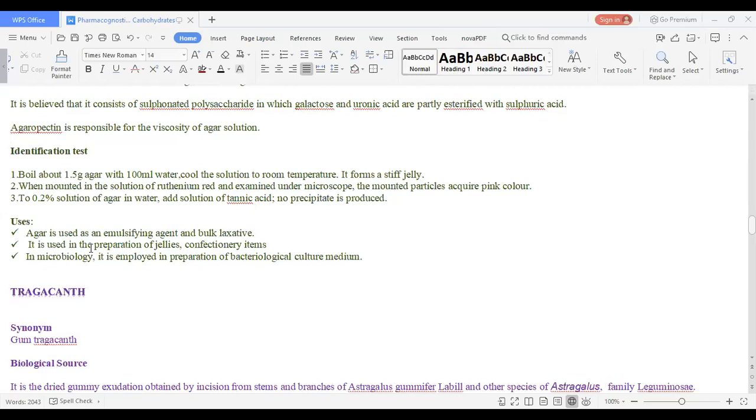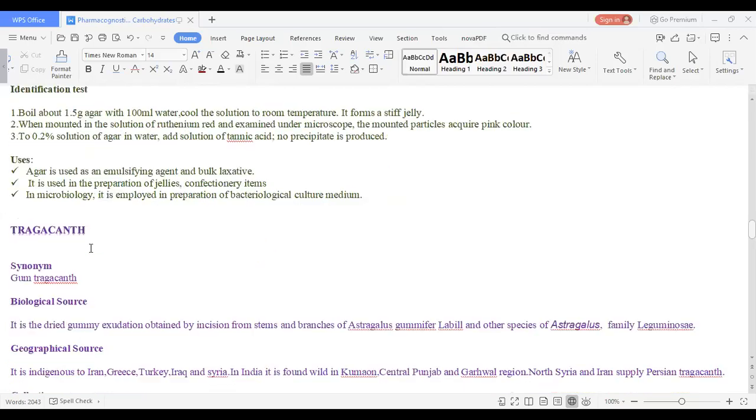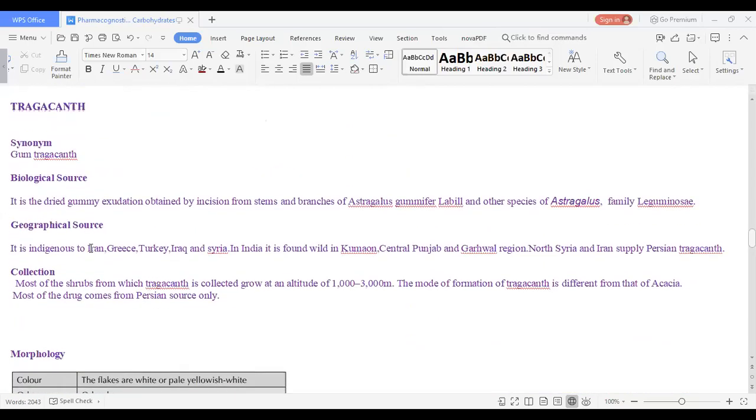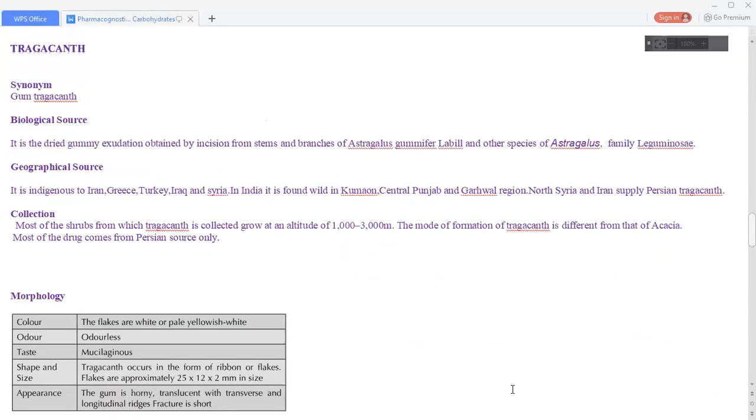Next, our next primary metabolite is Tragacanth. The synonym is gum Tragacanth, and the biological source is a dried gummy exudation obtained by incision from stems and branches of Astragalus gummifer Labill. and other species of Astragalus.